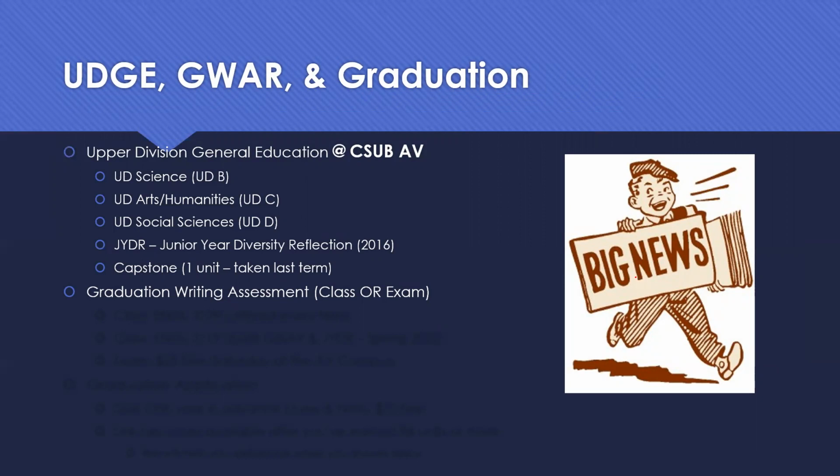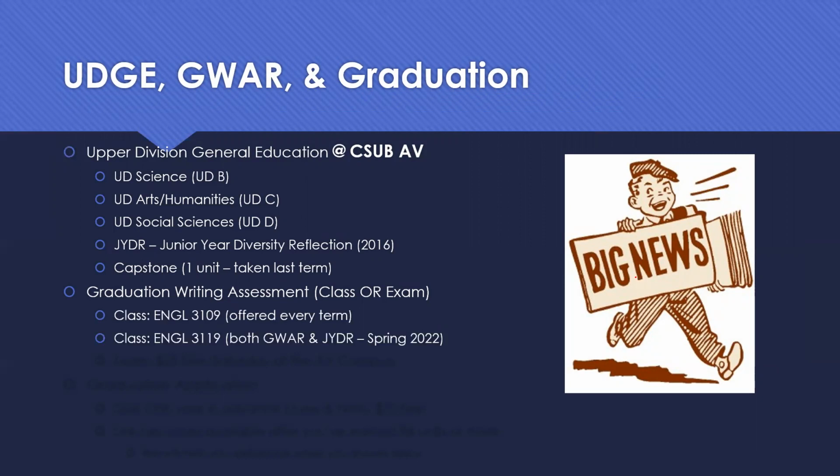The graduation writing assessment, it's an upper division writing requirement. You can fulfill this requirement by either taking a class or taking a proficiency exam. Again, this is upper division, so you've done a lower division English writing. Now you come here after transferring, you do an upper division writing class.